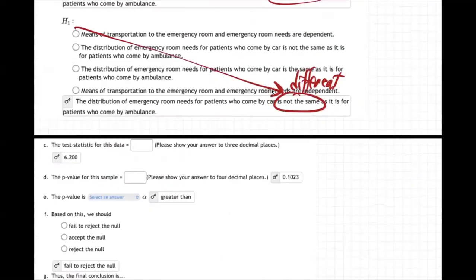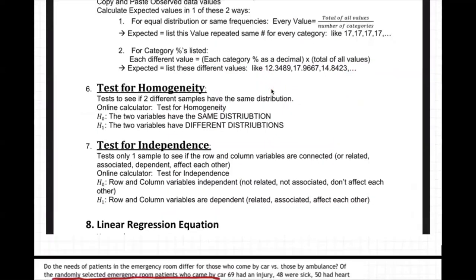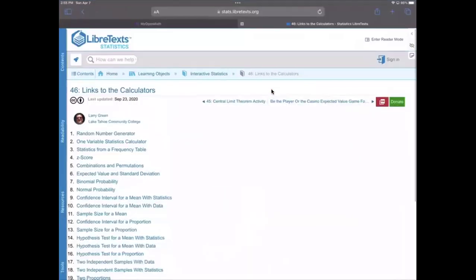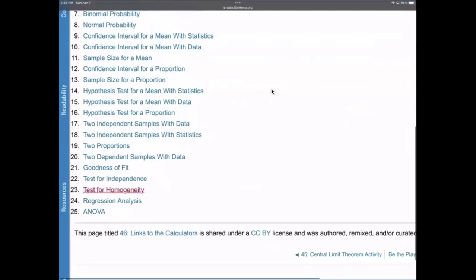All right. And then next, time for C and D, the test statistic and the p-value. Where do we go? You know where we go, the online calculator. So I'm going to go to the online calculator. Which one? Homogeneity. It says right here, online calculator, test for homogeneity. No big surprise there. So here we go. Test for homogeneity is number 23. See it down there? 23, test for homogeneity.